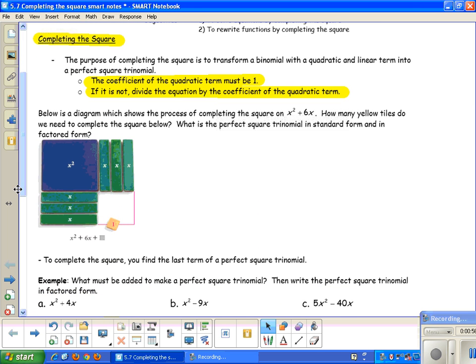Below is a diagram which shows the process of completing the square on x squared plus 6x. How many yellow tiles do we need to complete the square below? What is the perfect square trinomial in standard form and in factored form?